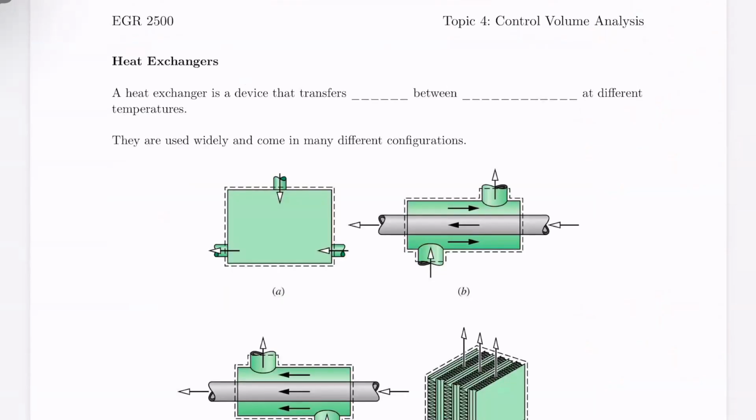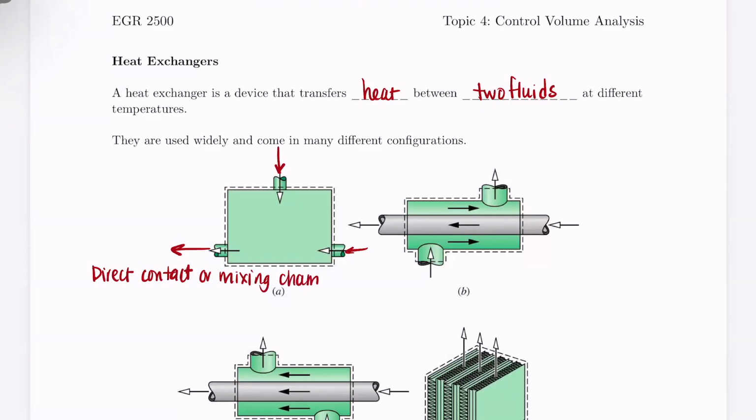Another device that is common in engineering is a heat exchanger. This is a device that transfers heat between two fluids at different temperatures. So these are used pretty widely, and they come in a lot of different configurations. So this first one, we have a fluid coming in the top and then another fluid passing through this bottom pipe. This is a direct contact or mixing chamber heat exchanger. So this is sometimes referred to as an open feed water heater.